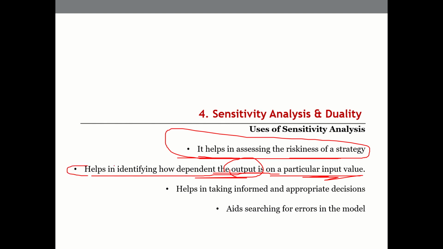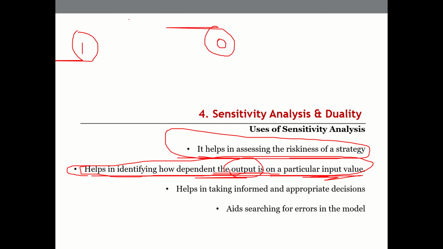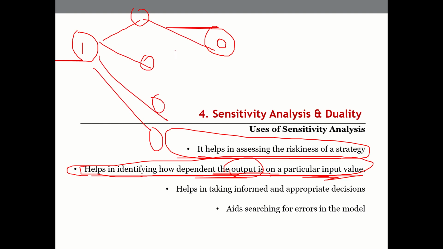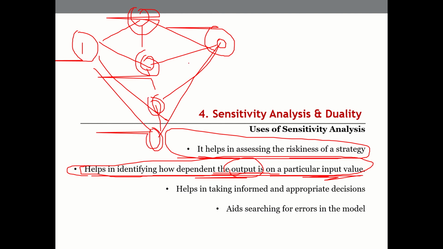In fact, this is also one of the good indicators. For example, let's say we have one input and one output, and these are influenced by, let's say, 6 parameters or 4 parameters, and all these things are interconnected, and we don't know which is the most influential parameter in determining this. So in that case as well, sensitivity analysis will help in identifying which parameter has implications on that.